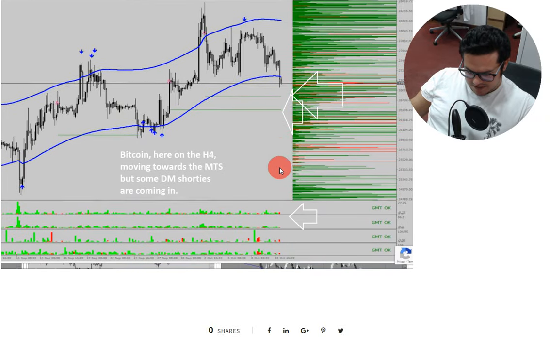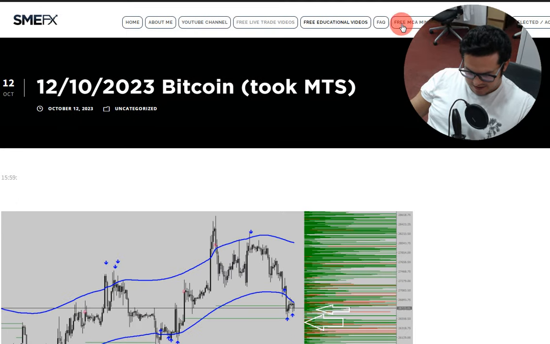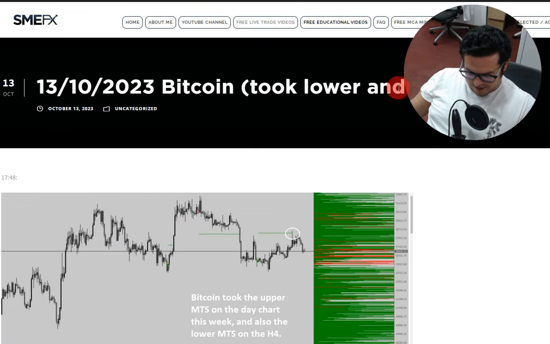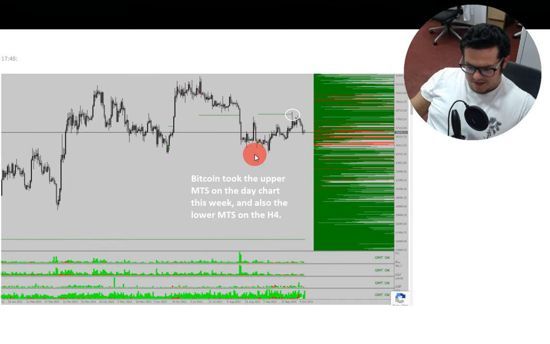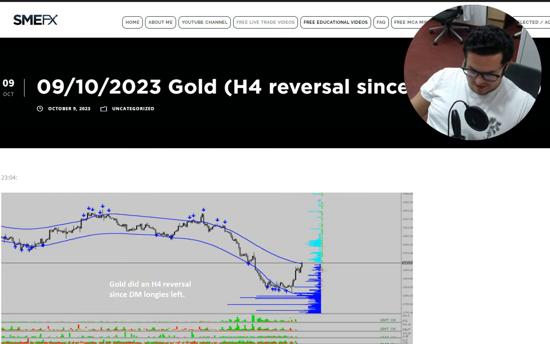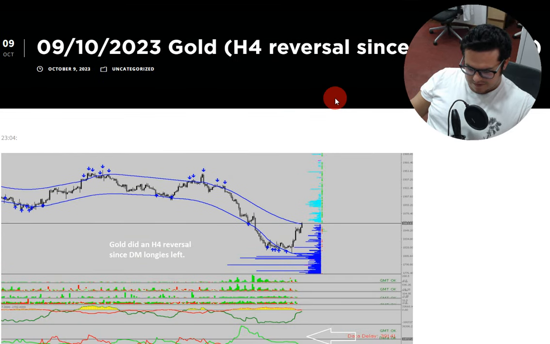Bitcoin took the lower two MTS against the longies. Boom. Here on the 12th of October, we see it nicely. Did exactly a pullback from there. Of course, before it took the upper day chart MTS, so now it took the upper and lower MTS. It gets more similar to forex.